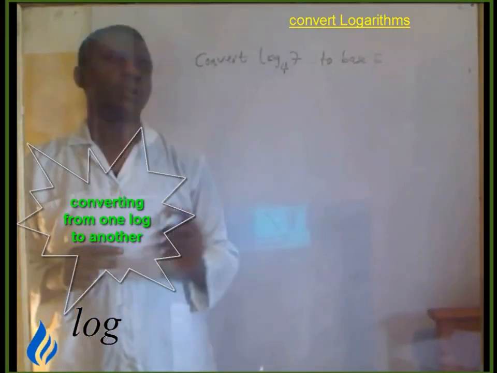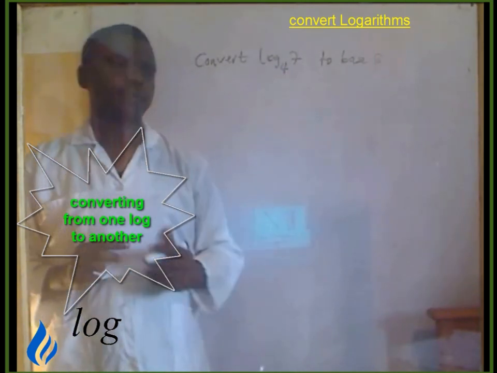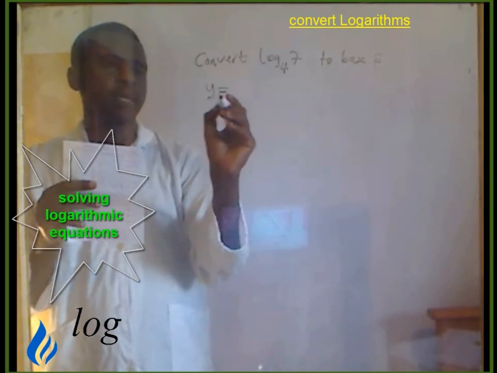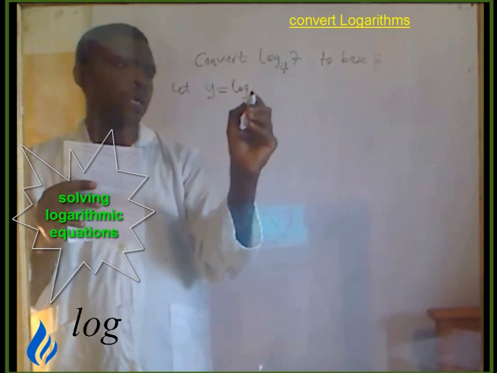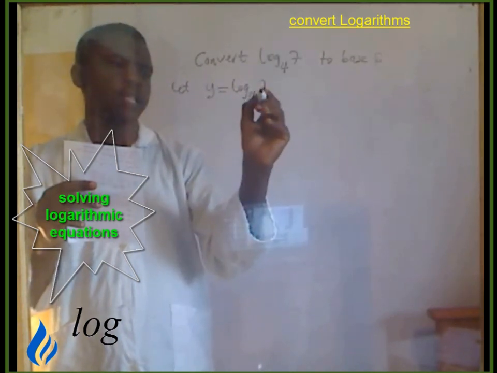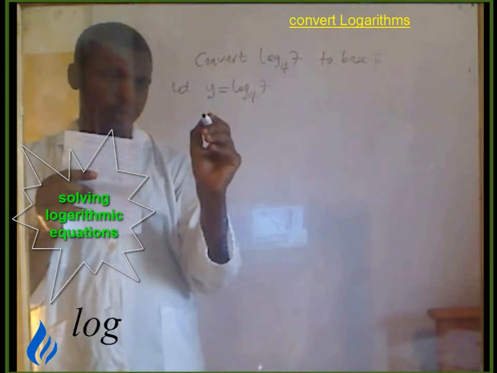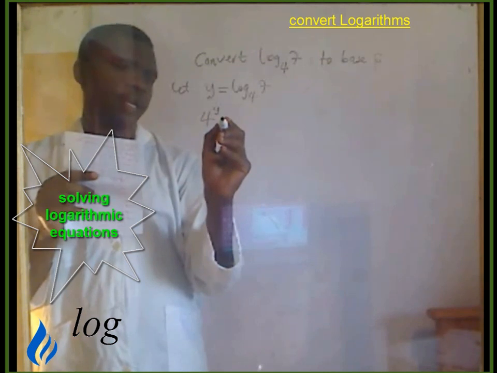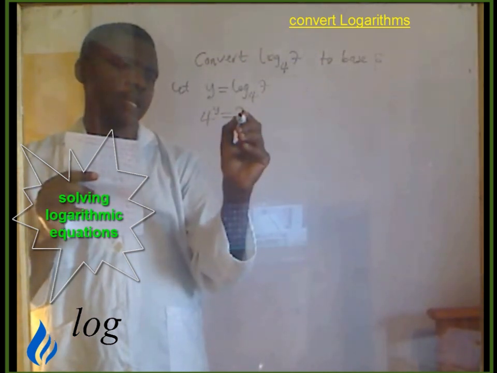We're asked to convert log base 4 of 7 to base 5. So here we'll say let y be equal to log base 4 of 7. We'll convert this to index form: 4 to the y is equal to 7.